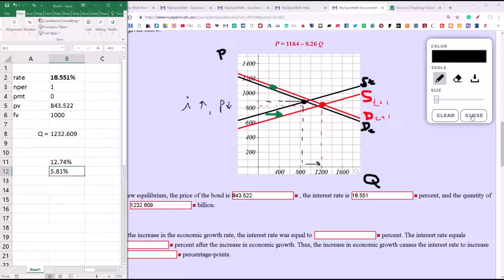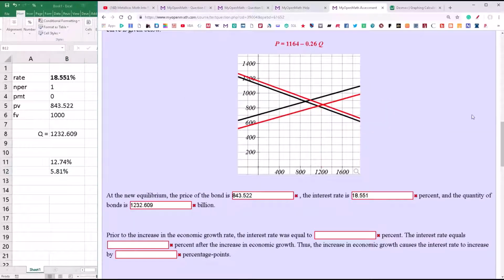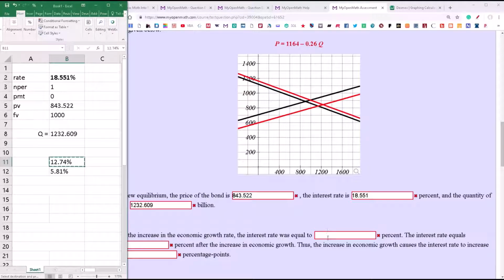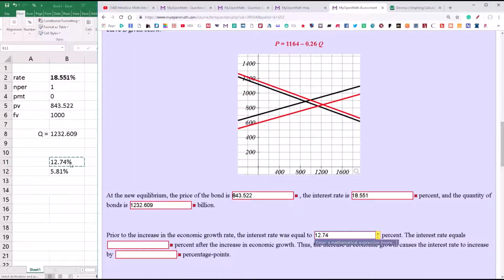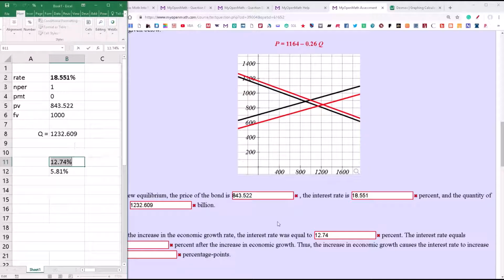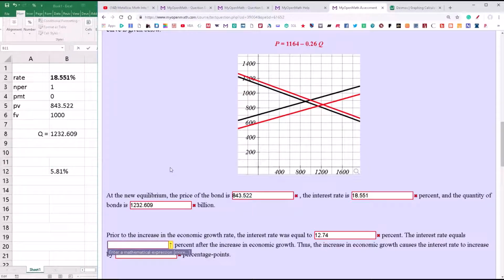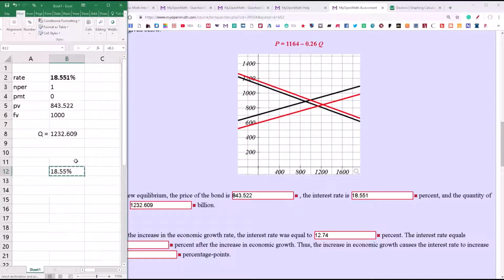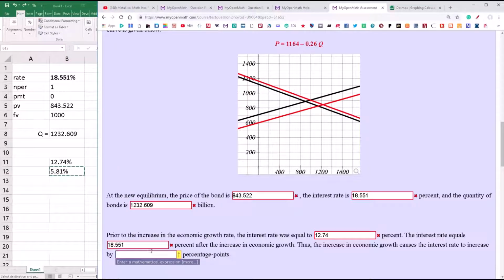So I'm going to go ahead and close this out so I can enter the information in my OpenMath. Okay, so the interest rate was equal to this. It is equal to that, and it increased by 5.81%.